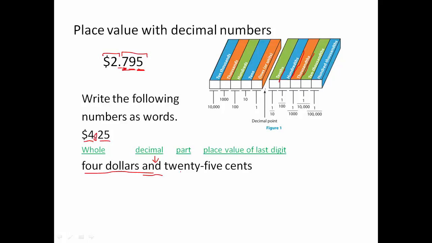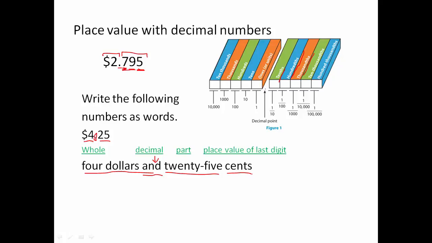That 25 is a 25. And lastly, you need to tell me that the 25 is talking about cents, not dollars. So you're going to tell me the place value of the very last digit. That's always going to be the last part of your decimal number when you're writing it in words.